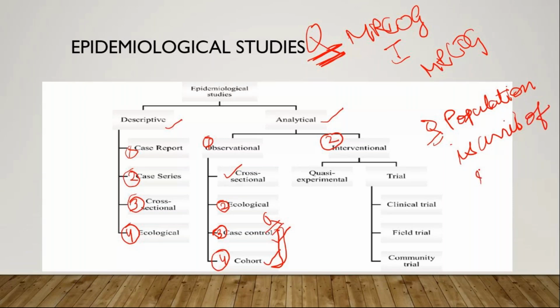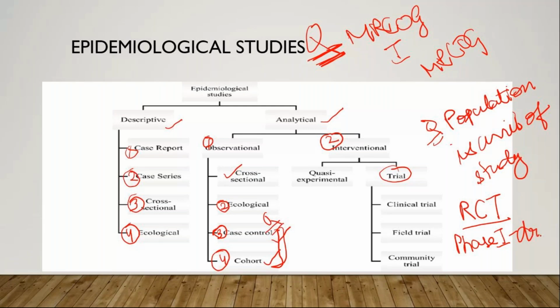So this is also a question. In interventional study, there are two types: first is the quasi-experimental study and second is the trial study. Before any drug is available, before any pharmaceutical company produces a new drug, the drug has to undergo a clinical trial known as a randomized control trial, in which the drug goes through four phases: phase 1, phase 2, phase 3 and phase 4.